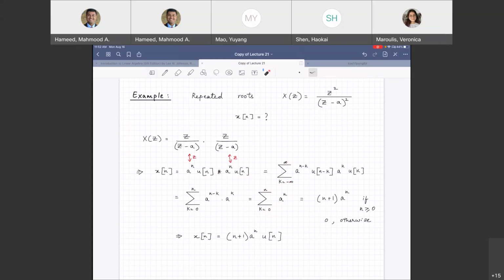You're summing up with respect to k, and you have a to the n. So you're literally adding up n plus 1 times a to the n. So it's n plus 1 times a to the n if n is greater than or equal to 0, and it is going to be 0 otherwise. Combining these two statements, you can write x of n as n plus 1 times a to the n u of n.